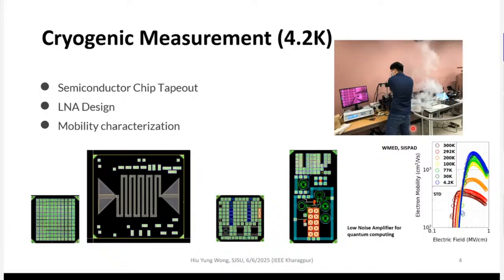We need a lot of low temperature semiconductor surrounding it. And hopefully they can work at 4.2 Kelvin to control and measure the quantum qubit.